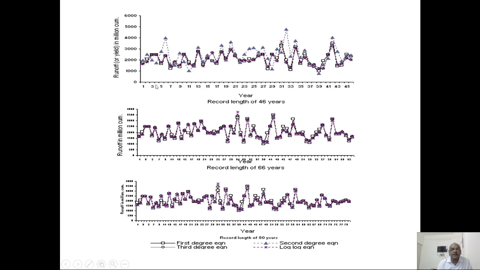See here, these are the rainfall records, that is for 46 years, then 66 years and 80 years. And on the ordinates, you will find the runoff values in million meter cube.